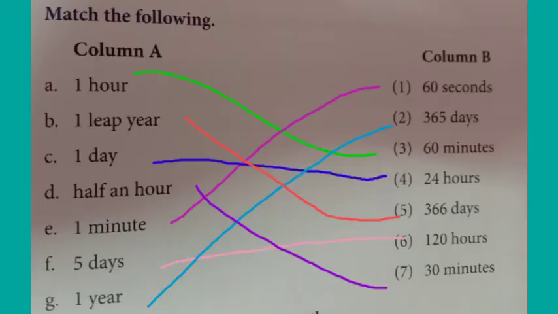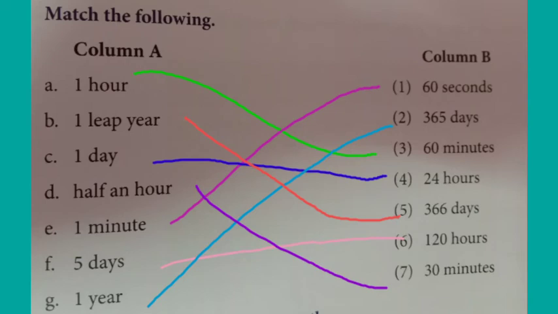Match the following. It is showing column A and column B. Here in column A, the options are: A, 1 hour; B, 1 leap year; C, 1 day; D, half an hour; E, 1 minute; F, 5 days; G, 1 year. And column B options are: 1, 60 seconds; 2, 365 days; 3, 60 minutes; 4, 24 hours; 5, 366 days; 6, 120 hours; 7, 30 minutes.